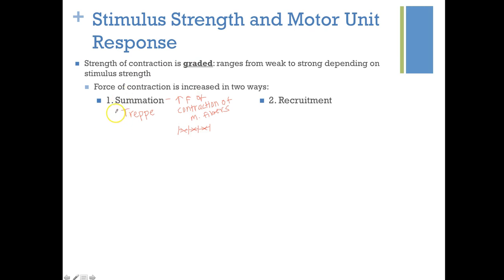An example of this is treppe. Treppe is when we get rapid stimulation so that we get a greater force as time goes on, and it's working off of the last contraction. If this doesn't make sense yet, don't worry, we're going to talk about it again soon. Now, when we talk about recruitment, this is more about increasing the number of muscle fibers contracting.